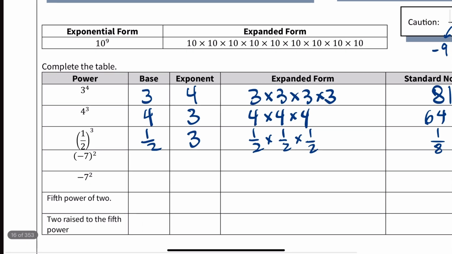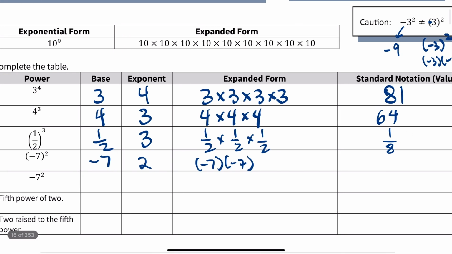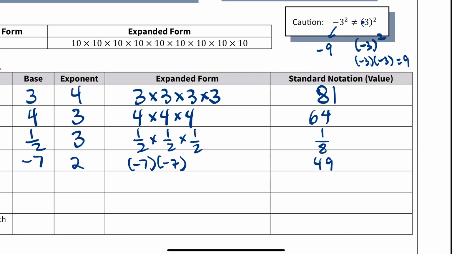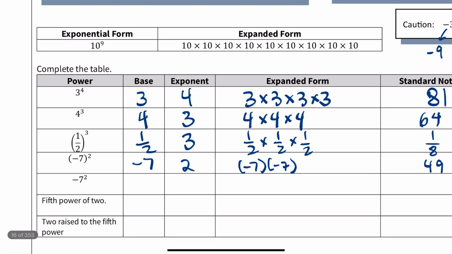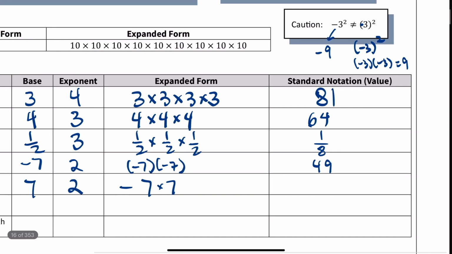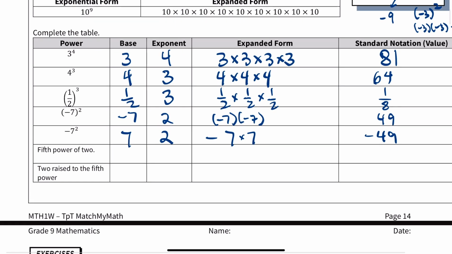Okay, and then we have negative 7 squared. So negative 7 is treated as our base. It's everything inside that bracket. 2 is our exponent. So here we have negative 7 times negative 7 in expanded form. And that will be 49. Two negatives make a positive. Okay. Negative 7 without brackets squared means 7 is the base. The exponent is 2. You have 7 times 7. And don't forget the negative in front. And that's negative 49.